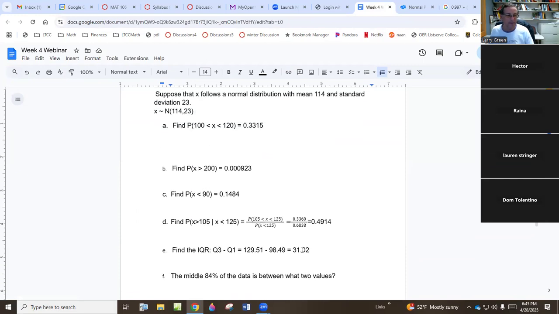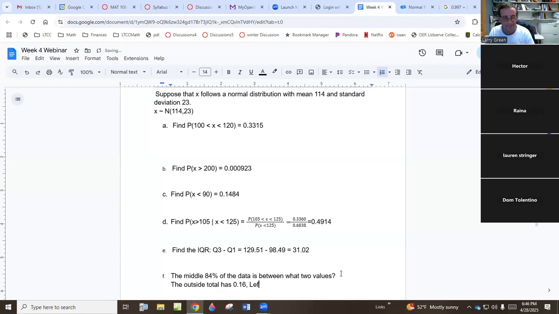Okay. And then the next one is find the middle 84% of the data is between what two values? Okay, that one's going to take a little bit of thinking. So if the middle 84%, if the middle is 84%, how much is on the total of the outsides? Not 14. Yeah, 16. I'm going to write 0.16. So how much is on the left? If the total of the outsides, yeah, half of that.